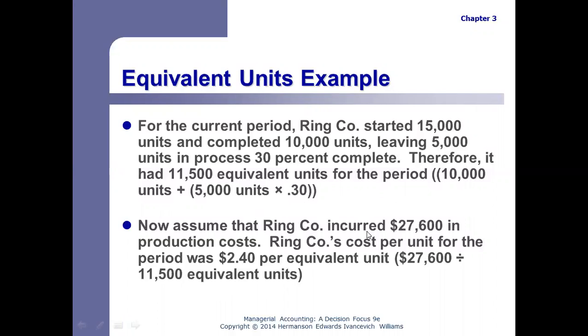Okay, now let's assume that the cost for production was 27,600. So the cost per equivalent unit is the 27,600 divided by the equivalent units, or $2.40. Notice we don't divide the cost by the total 15,000 units that we started making, because they're not all done. We have to take into account the portion of the unfinished ones that is done, in this case 30%.